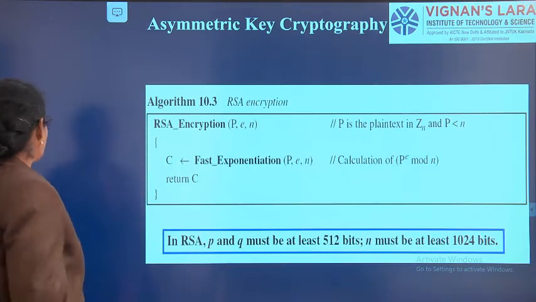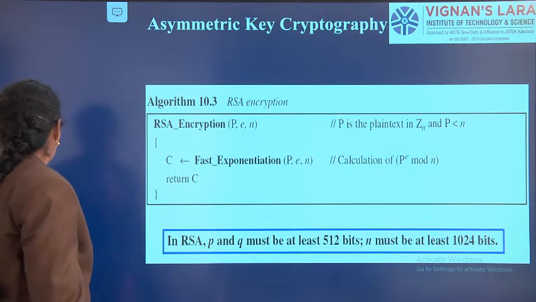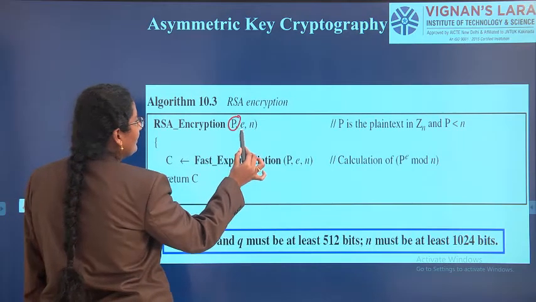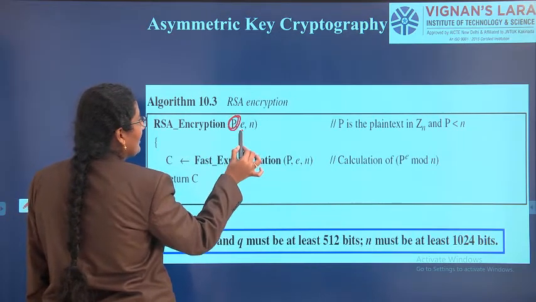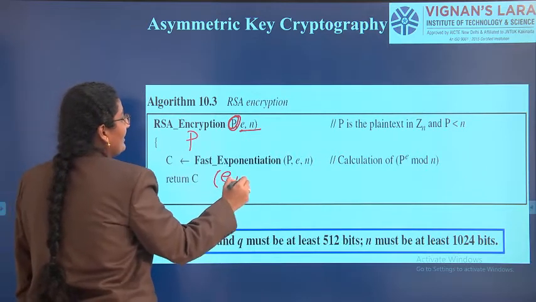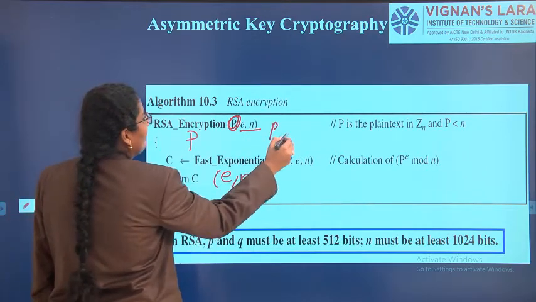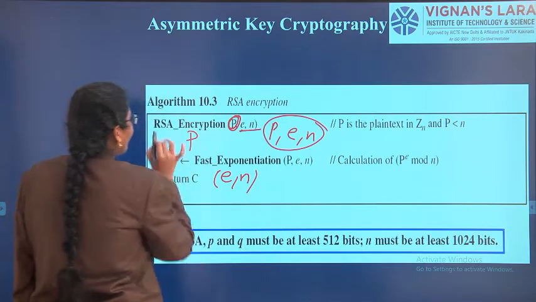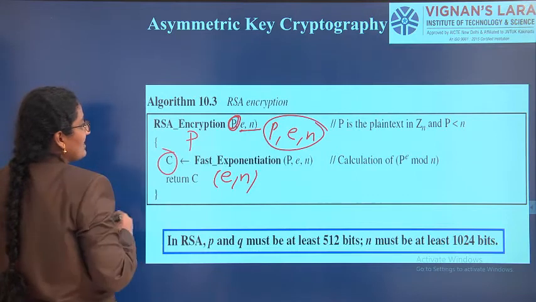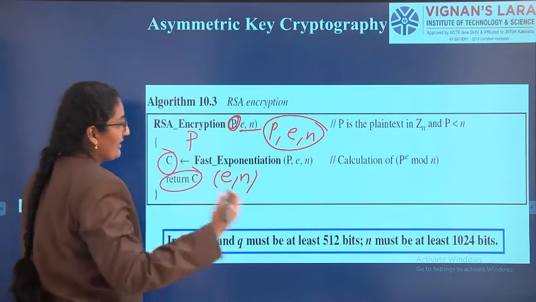Then see what encryption is. For encryption we need the plain text and the public key. The plain text is P, and the public key is E comma N. By taking P, E, N as parameters, we are going to write an algorithm for RSA encryption, and we are going to find the C value. Then we are going to print or return the C value.